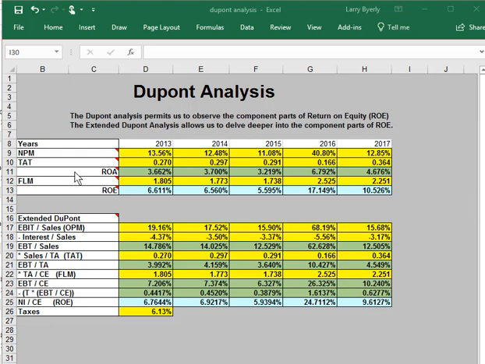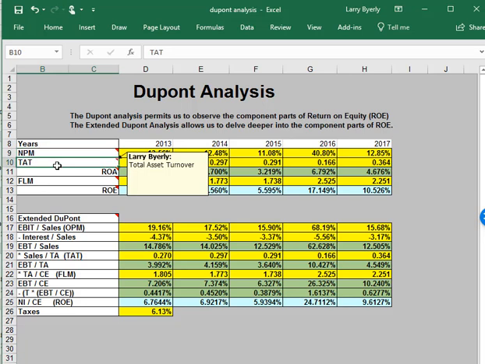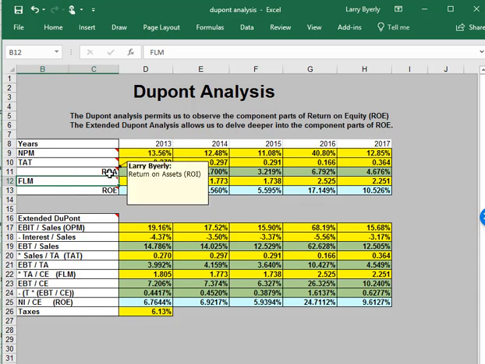And it's a fairly simple formula. If you take the net profit margin, again, if you remember, these little yellow boxes should give us ideas of what's in these cells. Net profit margin, this is the total asset turnover ratio, and this is the financial leverage multiplier. Essentially, this is a measure of leverage, obviously, but larger numbers reflect greater amounts of debt. And this is just a product.